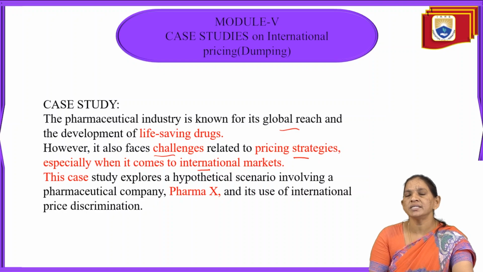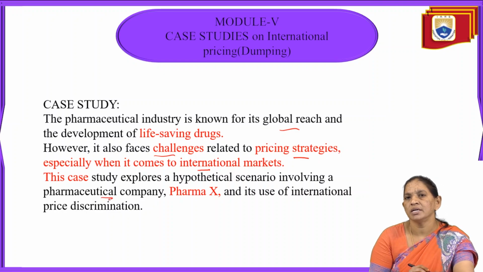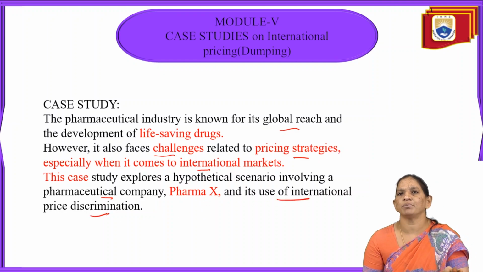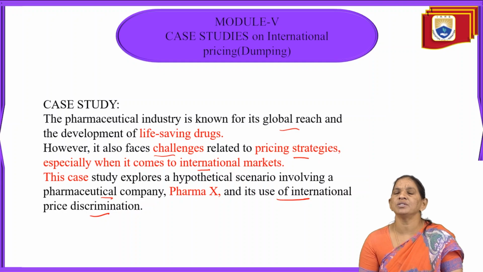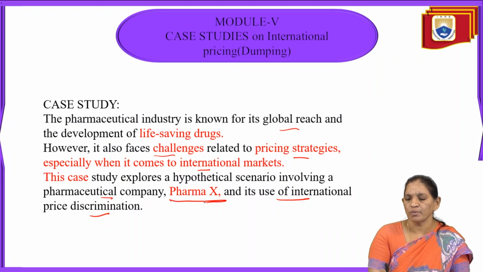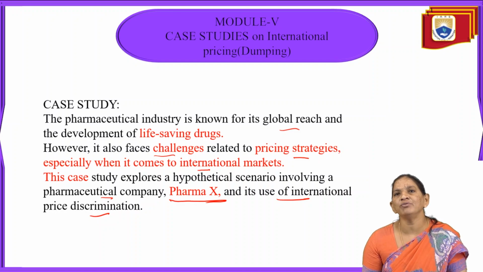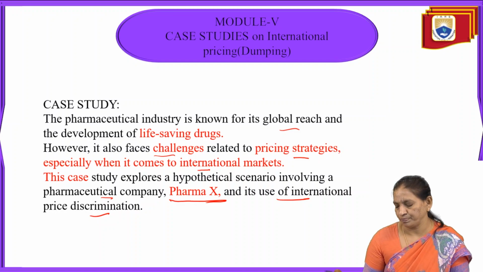And this case study will expose a hypothetical scenario involving a pharmaceutical company like Pharma X and its use of international pricing discrimination. Means the global research and development of pharmaceutical companies and the evolution of pricing strategies across global nations, we can explore by taking Pharma X, a leading pharmaceutical company at a global or international level, and identify this price discrimination.